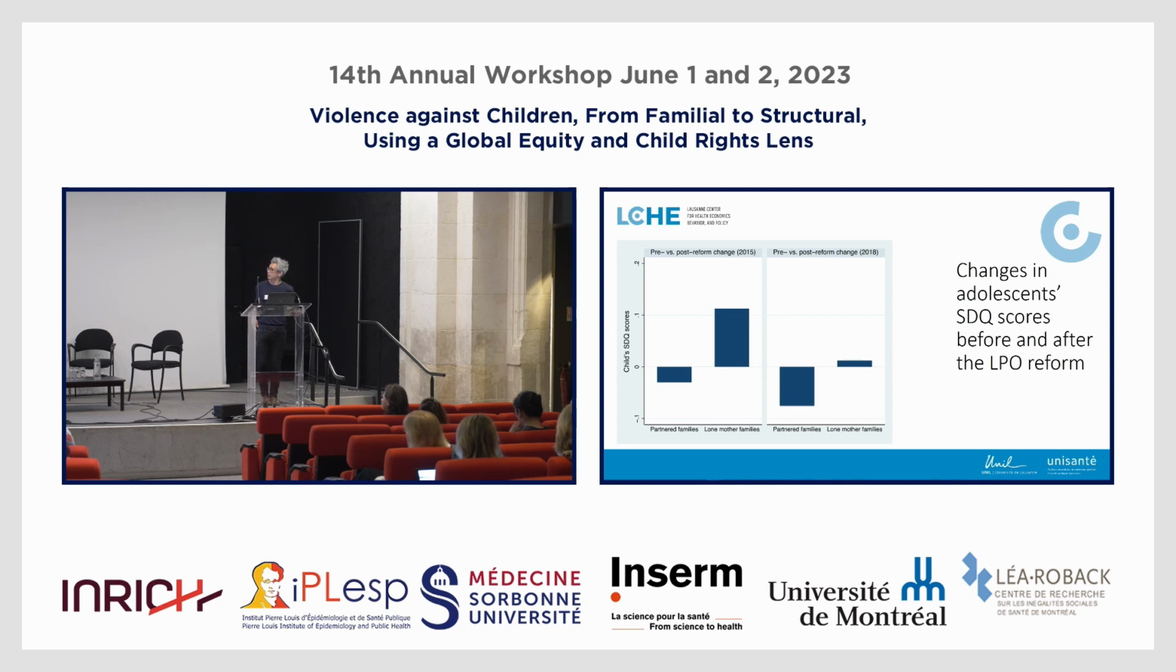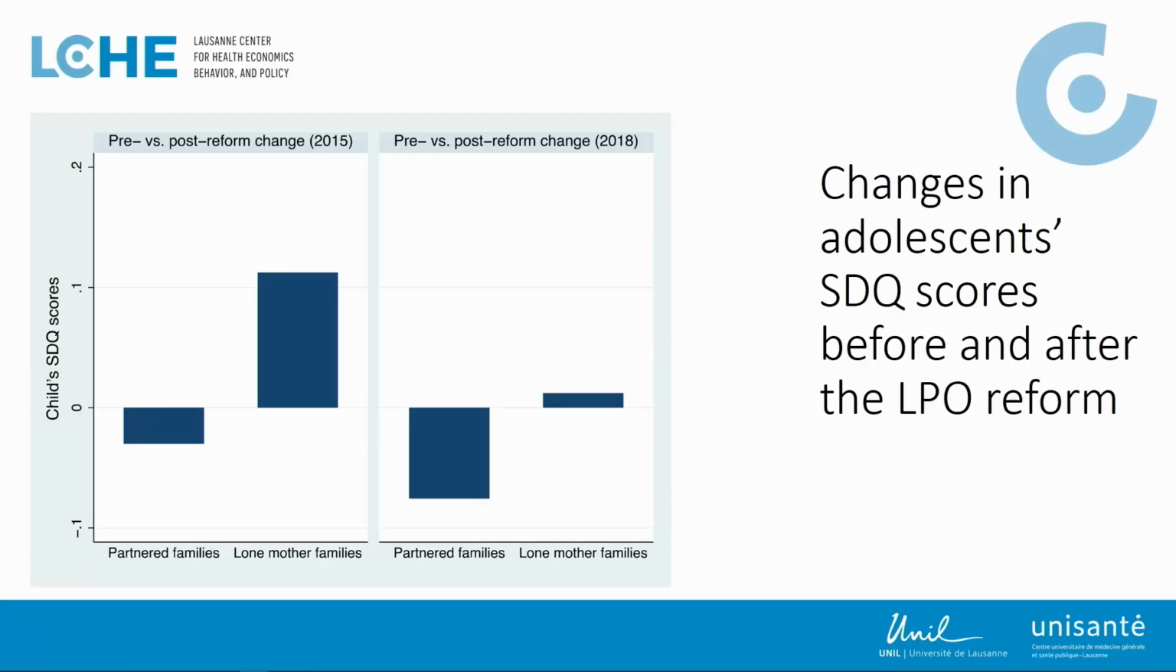This is, I guess, the main result of the paper, summarized in a graph. Here we're trying to compare what happened to the SDQ scores, our measure of socio-emotional development of children and adolescents in this sample. Between before and after the reform, there was very little change in SDQ scores for the control group, the partners' families, but there was an increase for children in lone mother families, taking 2015 as the post-treatment year.